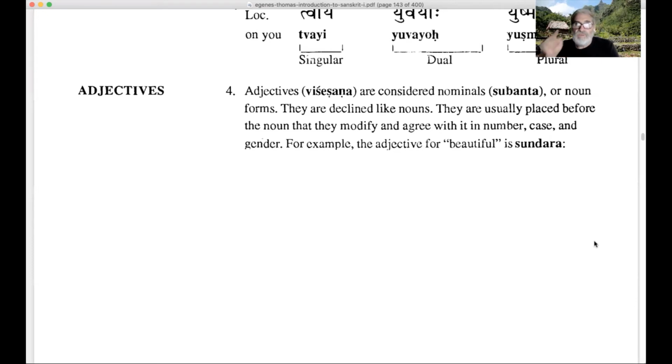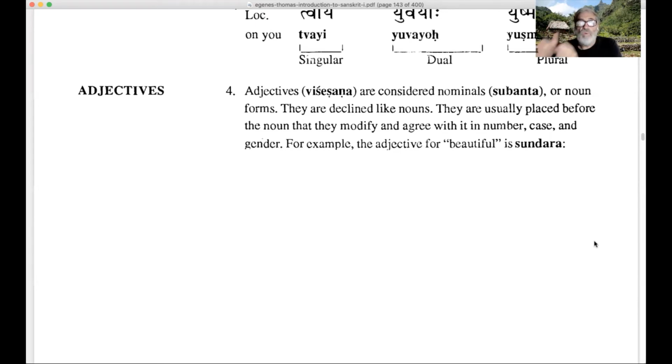So it also agrees with the noun that it describes in number. Means if the noun it describes is singular, then it's singular. If it's dual, it's dual. If it's plural, it's plural. In case, so whatever case it's in, if it's nominative, accusative, instrumental, dative, ablative, genitive, locative, vocative, whatever case it's in, right? It also is the same case, and gender also. So unlike the noun, which may have a fixed gender, right? The adjective takes the gender of the noun that it describes.